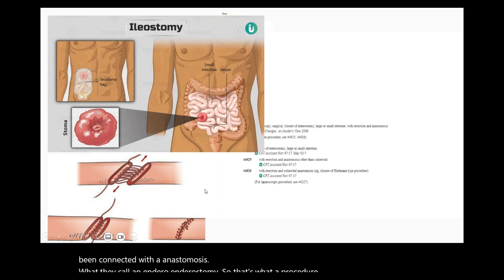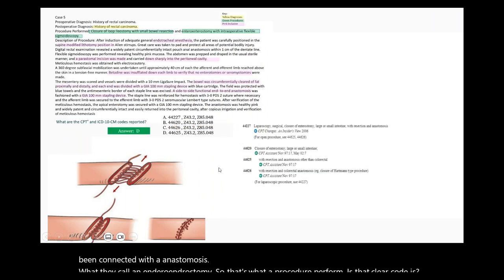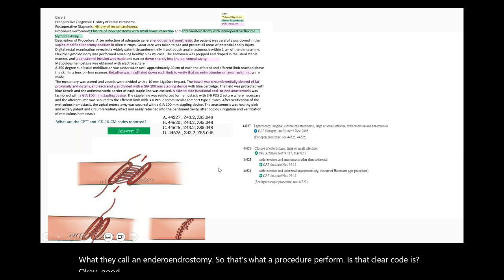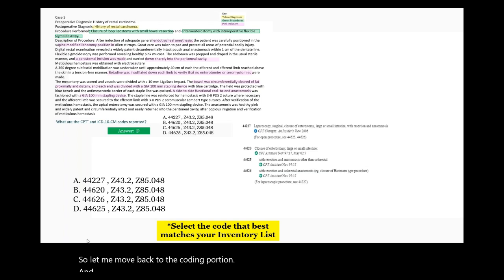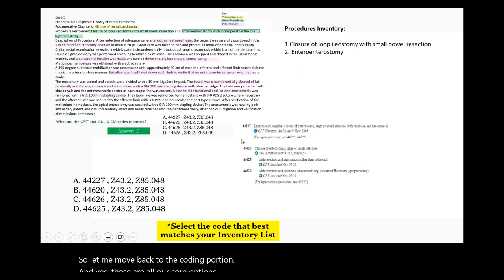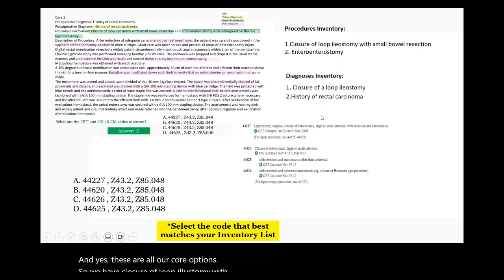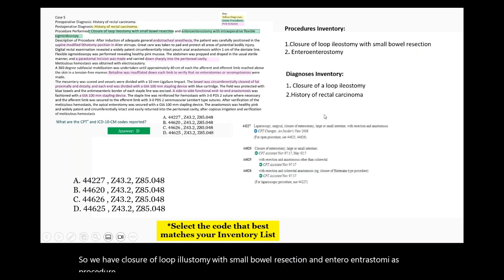Is that clear, coders? Okay, good. Let me move back to the coding portion. These are all our code options. We have closure of loop ileostomy with small bowel resection and enterostomy as procedure inventory. In diagnosis inventory, we have closure of loop ileostomy and history of rectal carcinoma.